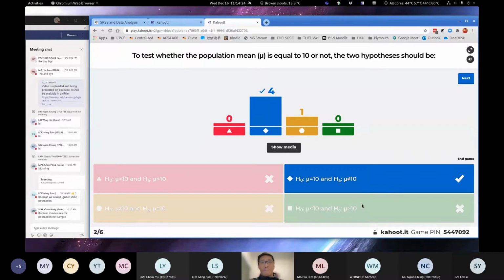Now for the green one, the green one is basically similar to the red one, except that you swap the null and alternative hypotheses. And again, they are not collectively exhaustive. The yellow one is not true because in the hypothesis test, we always put the one with the equal sign in the null hypothesis. So the blue one is the answer.